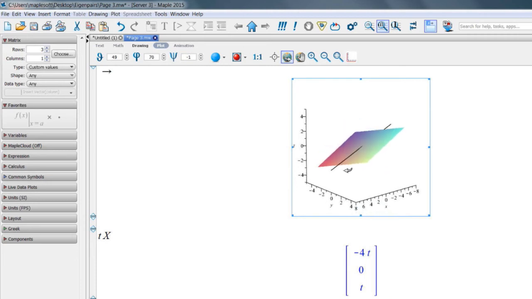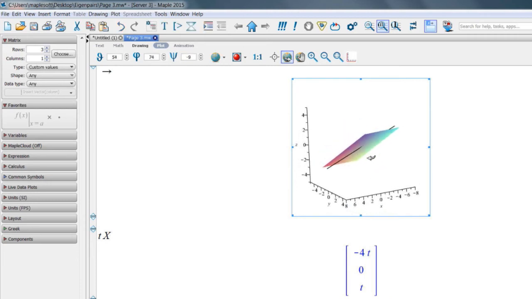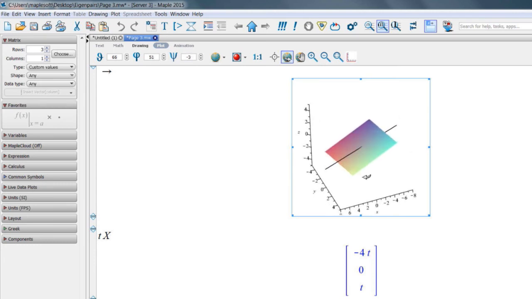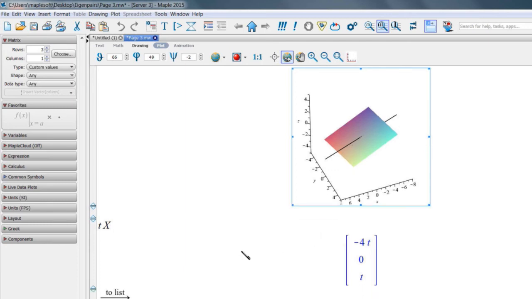Now I can see what's going on here. There's the line. It's not in the plane; they're slightly separated. Okay, so the line passes through the plane at the origin. Any vector in that plane is invariant in direction under A, but it will be multiplied by 2. And any vector in that line will be invariant along that line, but its length will be multiplied by 3.